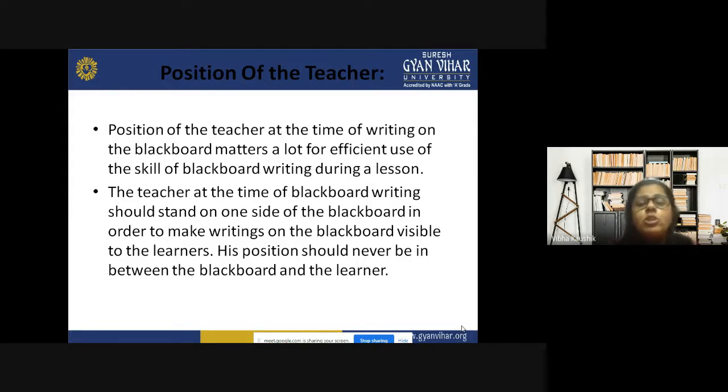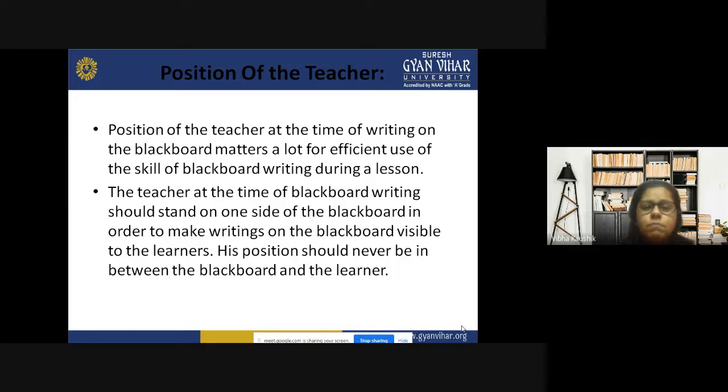The position of the teacher at the time of writing on the blackboard matters a lot. It plays a very important role in the efficient use of the skill of blackboard writing during a lesson. When writing on the blackboard, the teacher should stand on one side of the blackboard.